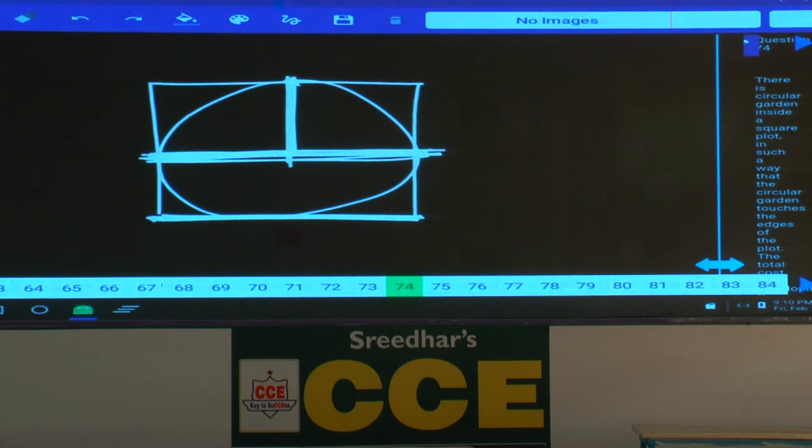Okay. Next possibility for radius. If radius is 14, then diameter is 28. What is the square area? 28 squared will be in the 700s. Look at your options. Do you have any number in the 700s? Do you need to verify any other possibility for radius? Only one option available. Done. 196.